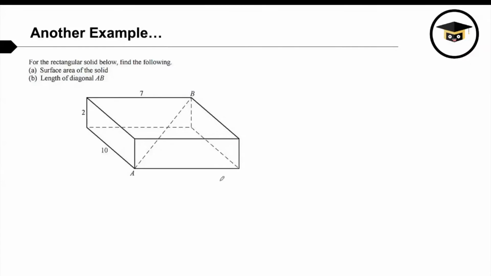So now that we've looked at how to approach 3D Pythagoras examples, let's have a go at this example. So pause the video and have a go on your own. And now let's go through the solution.